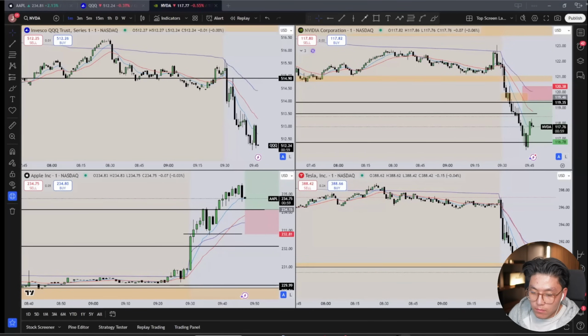Yeah, keep an eye on Apple here. It's pulling back. Well, let's see the reaction that we have off this 1-minute order block and this 5-minute opening range as well. Keep an eye on Apple. You can be looking at the 237.50s, or you could be looking at the 235s.